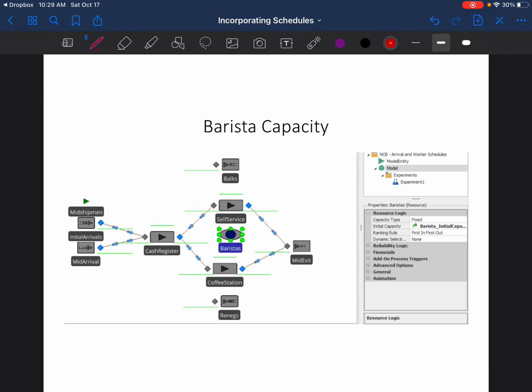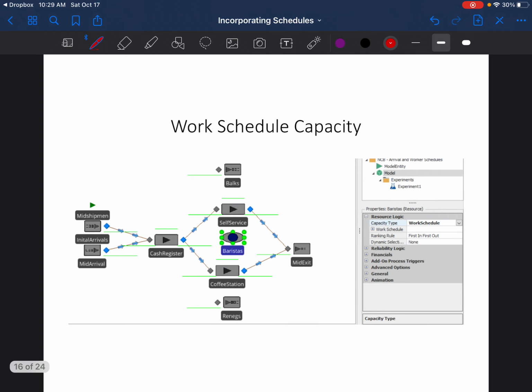Here, we're going to remember that we had switched it up so that the baristas were now a resource. We had modeled that as a variable that we varied depending on the experiment we were running. So that's what we're going to have to change here. So we're going to change the type to a work schedule, and then we have to create a data table.